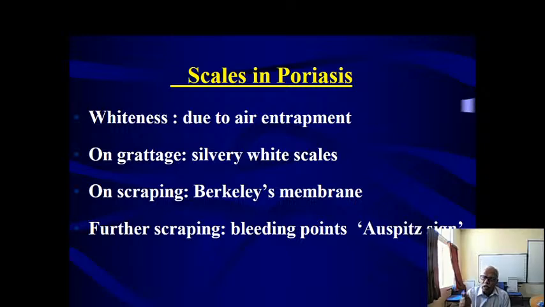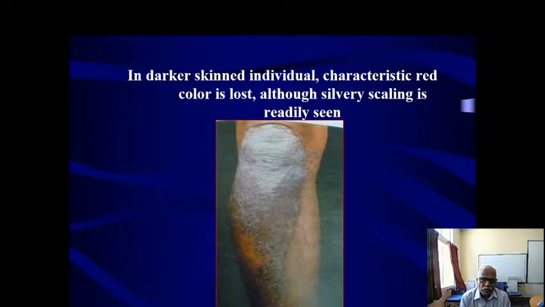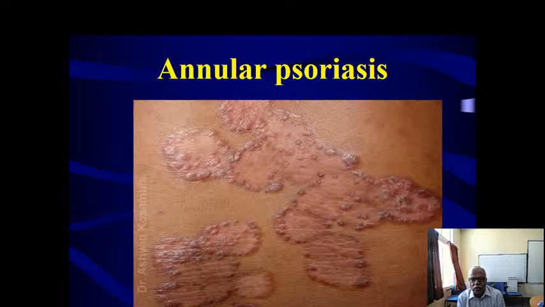So first you do grattage, and the superficial scales are removed. After the superficial scales are removed, what you notice is a cigarette paper thin white membrane, that's called Berkeley's membrane. And through this membrane you can appreciate the bleeding points, that's called Auspitz sign. So this is a favorite question again in the entrances, what is Auspitz sign? In darker skinned individuals, the characteristic red color is absent, but the silvery scales are quite visible, readily seen. So this is annular psoriasis.